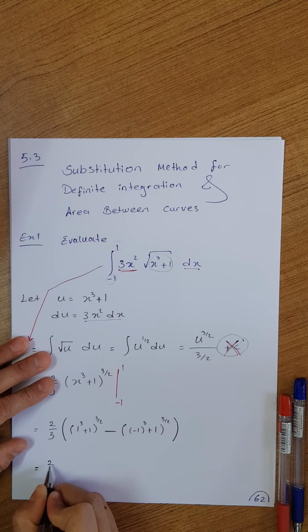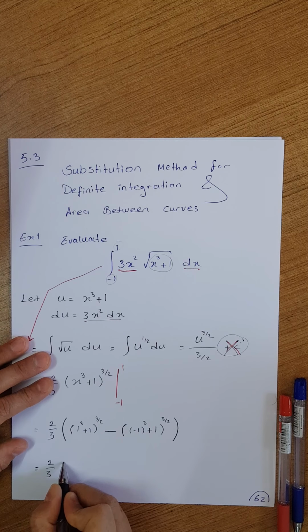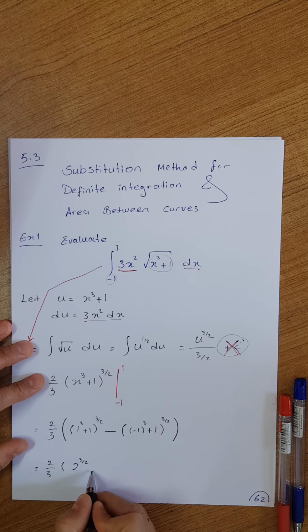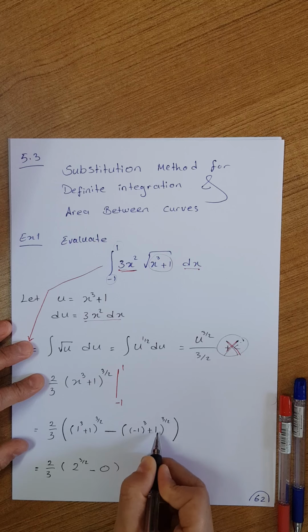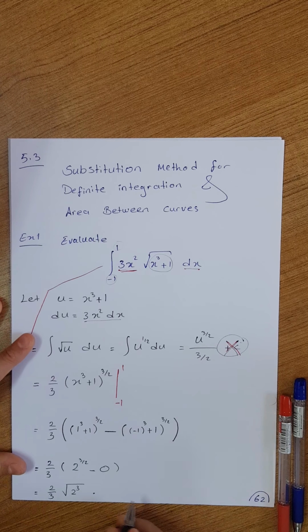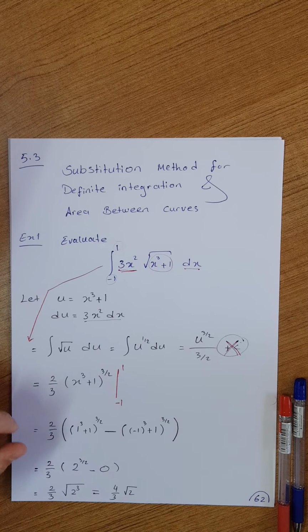Okay, that will be 2 over 3. That will be 2 to the power of 3 over 2. And that will be minus 0, okay, because this part is minus 1 plus 1 is equal to 0. So the result of this one is equal to 2 over 3. And that is 2 to the power of 3 under the square root. Or you can take 1, 2 out and that will be, let me write it, that will be 4 over 3 square root of 2, because 2 is coming out of here. That is definite integration and substitution method.